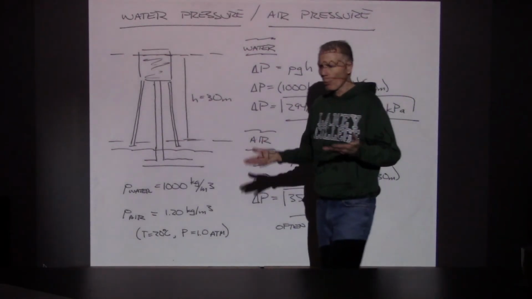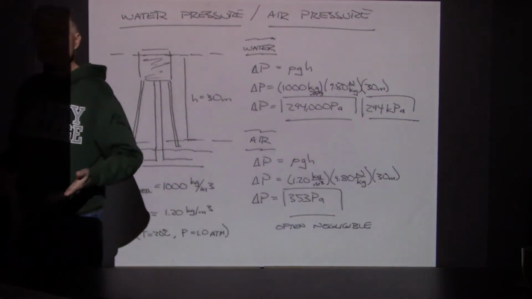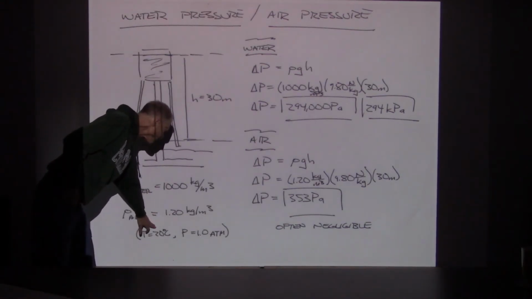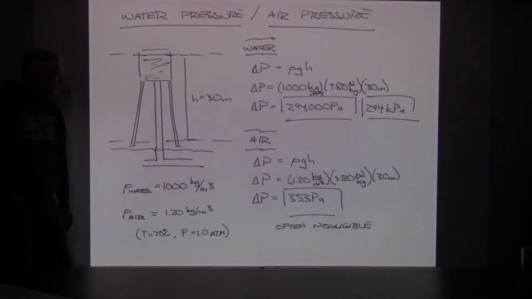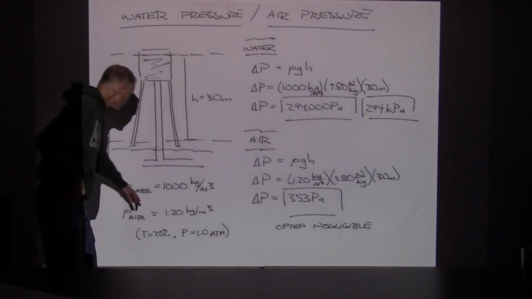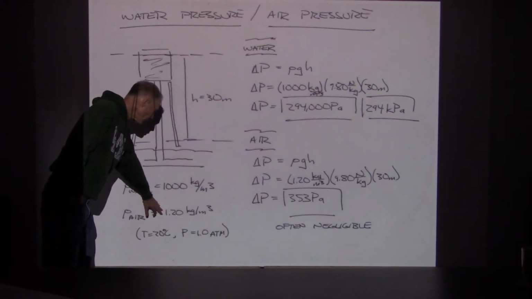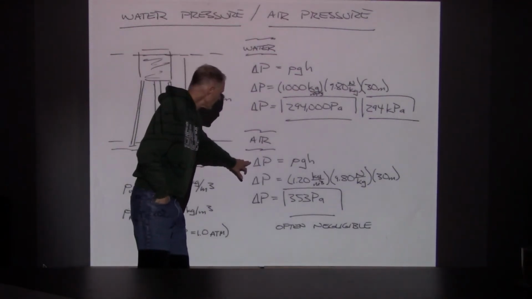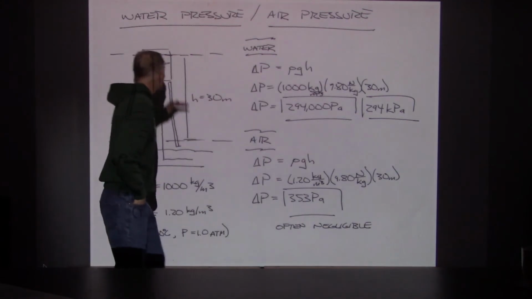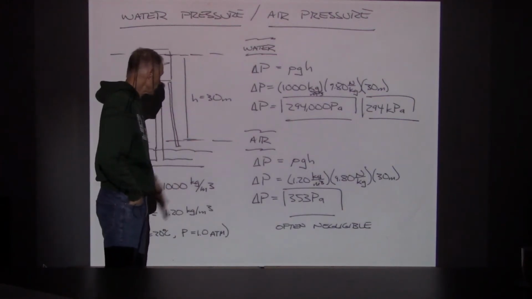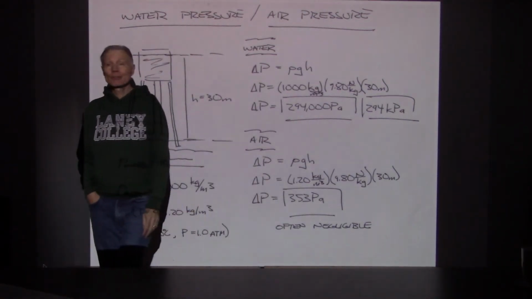Now the difference between air and water, among other things, is that the density of air is much, much less. The density of air at 20 Celsius and a pressure of 1 atmosphere is 1.20 kilograms per cubic meter. So this mixture of oxygen and nitrogen has a density of 1.20 compared with a density of 1,000 for water. And if we calculate the increase in air pressure as we drop 30 meters from the top of the tower down to ground level, that's only 353 pascals.